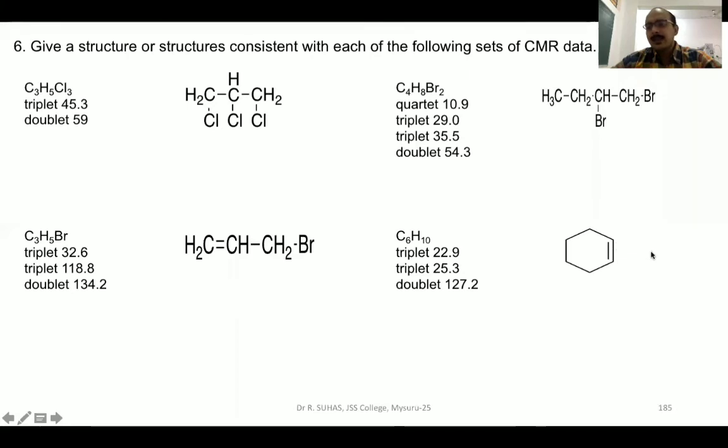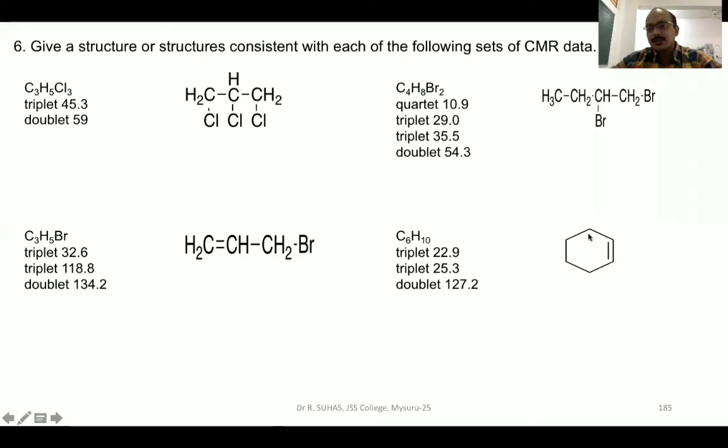So again, when you cut the molecule like this in the horizontal fashion, you will see that the molecule is symmetric. So above 3 carbons are exactly equal to that of the below carbons, and hence you have got only 3 types of carbons in the CMR spectrum. And this is doublet 127.2. These two are doublets. This carbon is having one hydrogen, this carbon is also having one hydrogen, that's why you are having a doublet here.